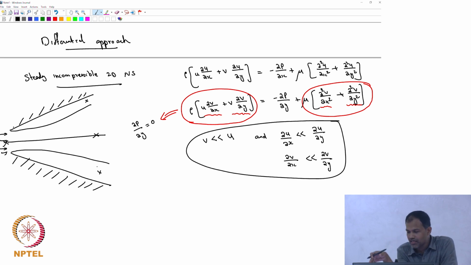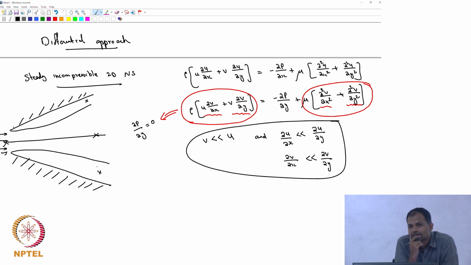I have given very hand-waving arguments. If you don't believe it, don't worry, but take it for granted that pressure variation across the boundary layer is going to be so small. Therefore, you can determine the pressure variation inside a boundary layer just by knowing the pressure outside.